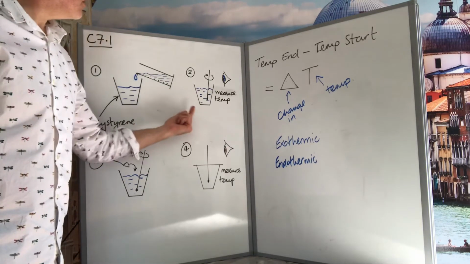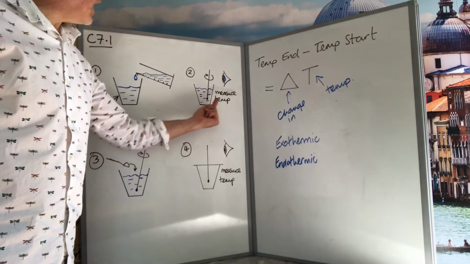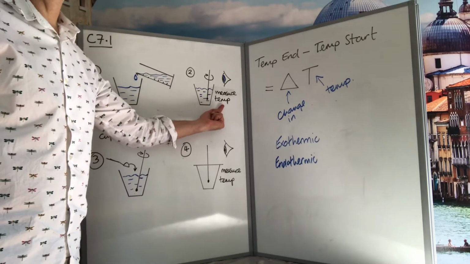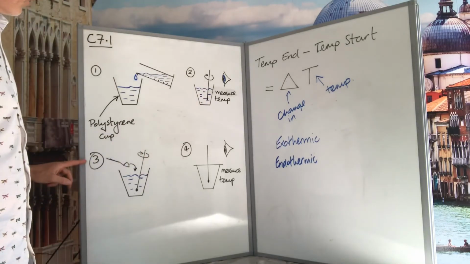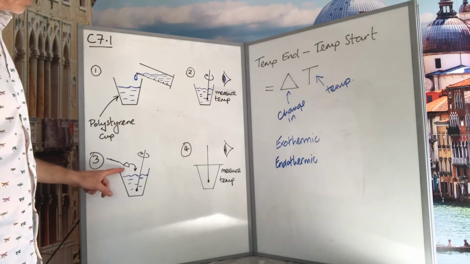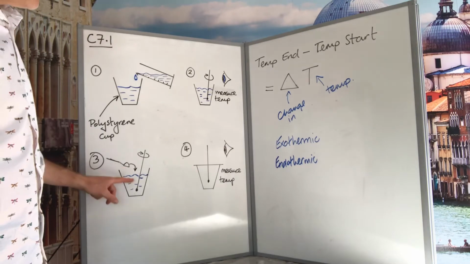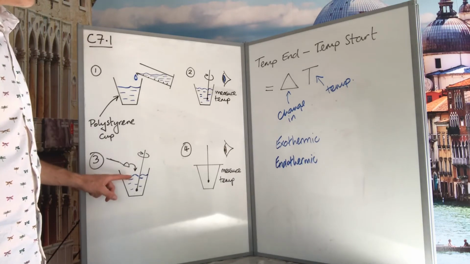Step two, we stir that and we measure the temperature. Wait until the temperature reading is settled. Step number three, we add our second reagent. This time it's a solid. We stir thoroughly, make sure that's very well mixed.